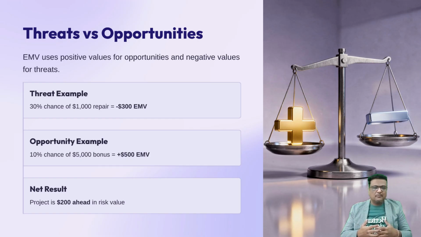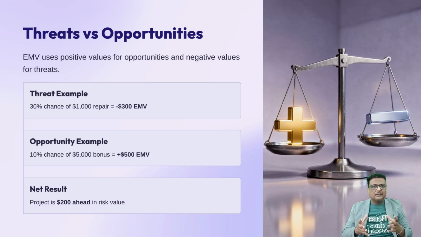But an opportunity might be a 10% chance that you finish early and get a $5,000 bonus. That's a positive $500 EMV. When you look at them together, your project is actually $200 ahead in terms of risk value. I remember a project where the sponsor was so focused on the threats that they missed a huge opportunity that was statistically more likely to happen. By using both positive and negative numbers, you create a balanced view of the project's health.